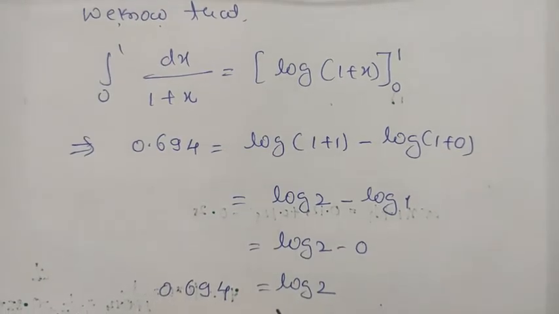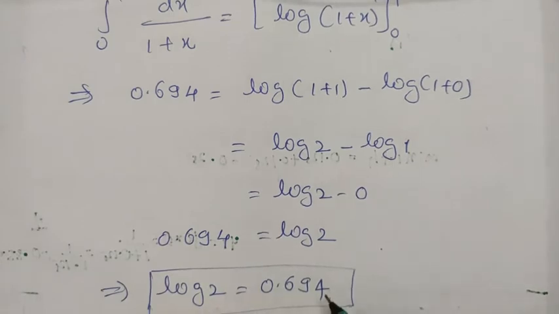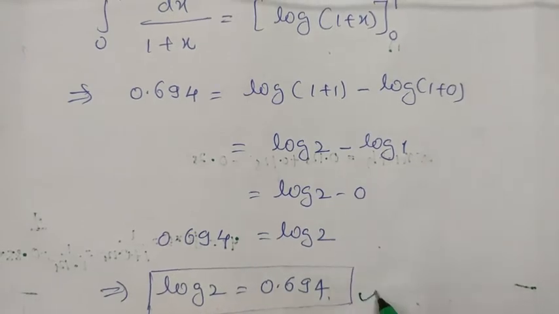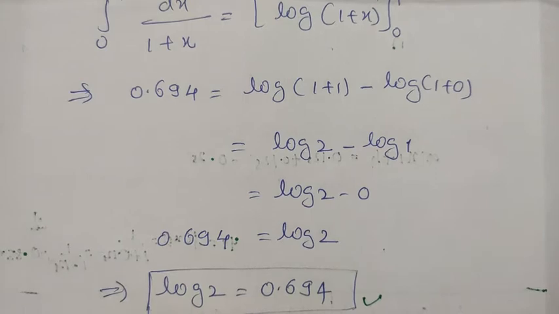So hence we have log 2 is equal to 0.694. This is the value of log 2, which we have found using the trapezoidal rule. So this is all about this example.